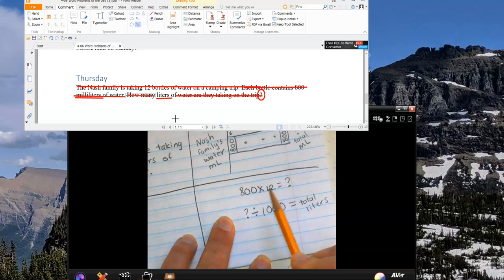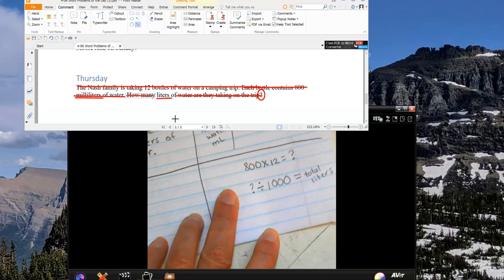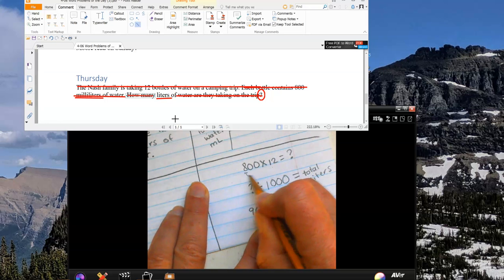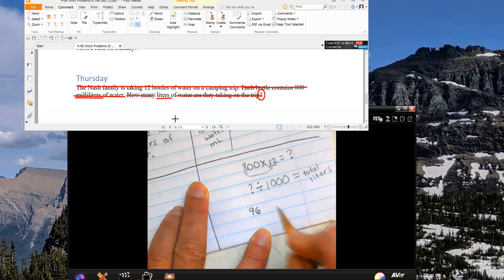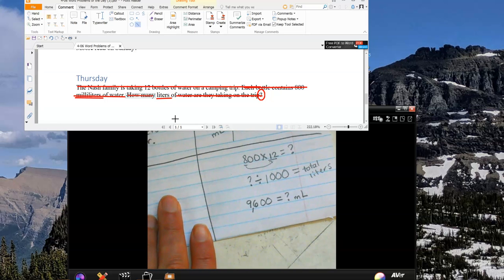So the first thing I do is I'm going to multiply 800 times 12. And I'm pretty good at my 12 facts, so I know that 8 times 12 is 96. I have 2 extra zeros, so that's going to be 9,600 milliliters. So that is the number of milliliters that the Nash family has for their water bottles.